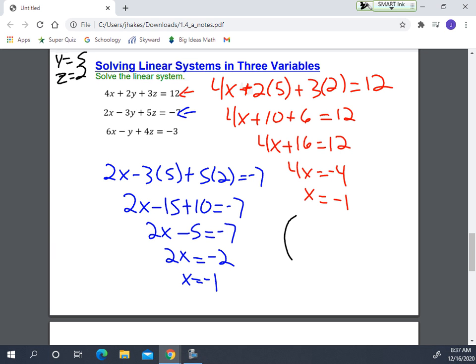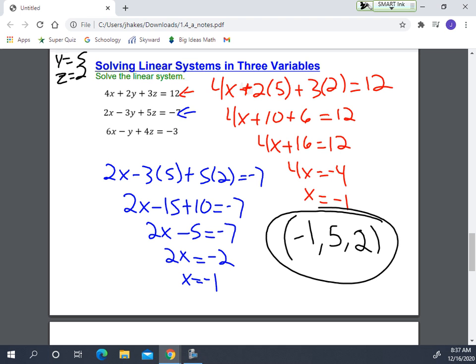Okay, but we found that x is equal to negative 1, so our final answer, remember we have to write it in this form, is negative 1, and our y, which is 5, and then our z, which is 2. And that's our final answer.